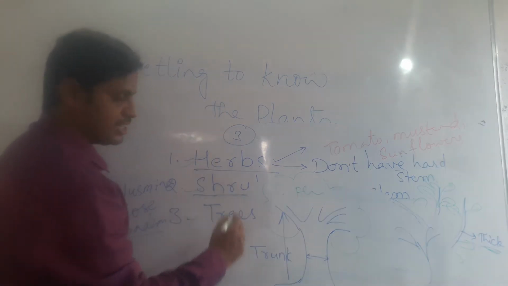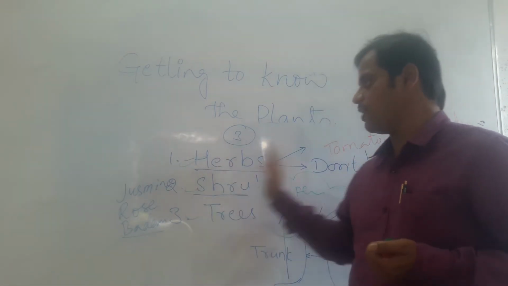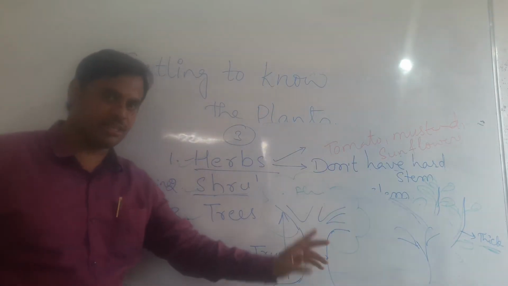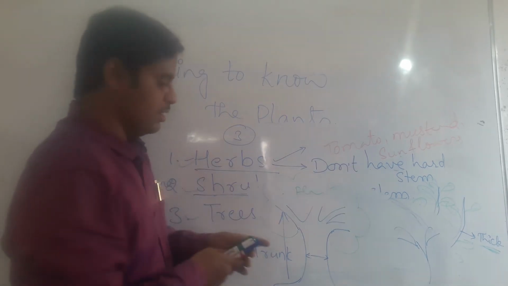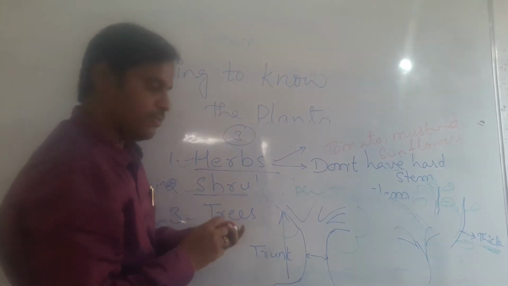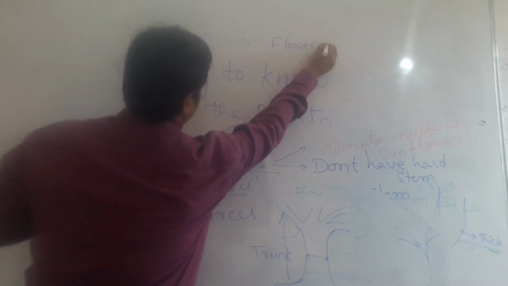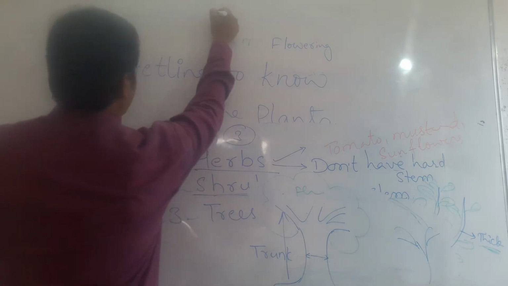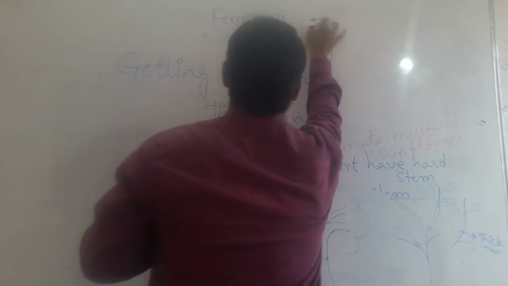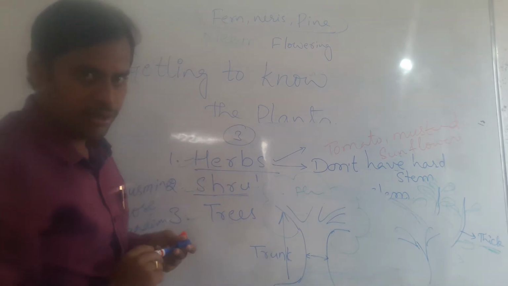Even herbs, shrubs and trees also give flowers. Those plants that give us flowers are called flowering plants, and those that don't give flowers are called non-flowering plants. Flowering plant, non-flowering plant. For example, neem. Neem gives us flowers, so it is called a flowering plant. Whereas fern, neeries, and also pine trees don't give us flowers. They don't have flowers.